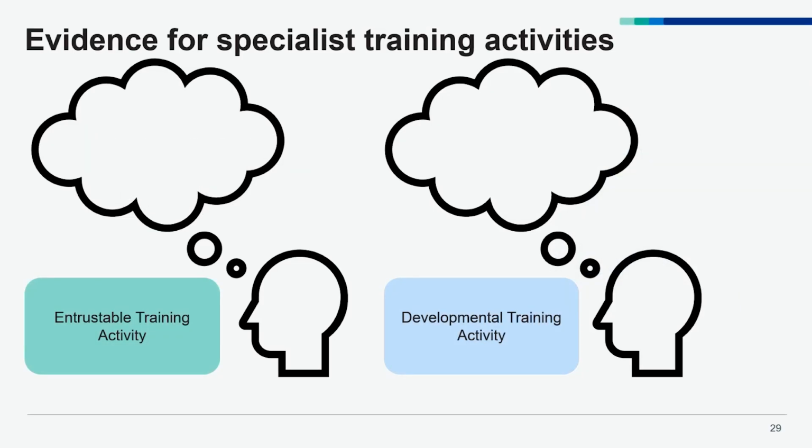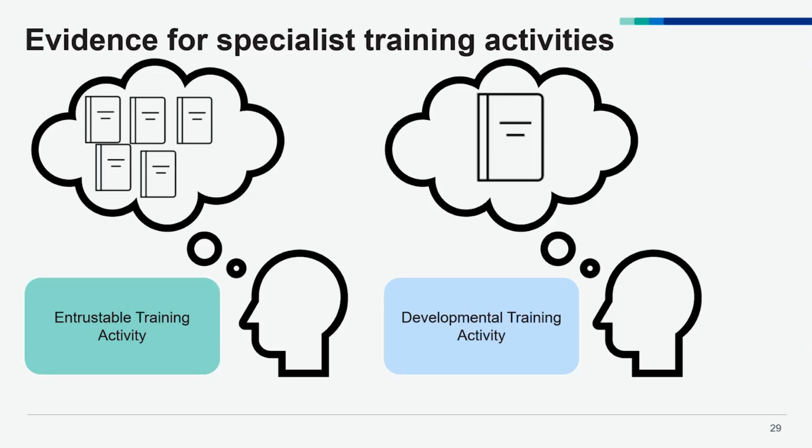So here's my dodgy diagram again, but this is to illustrate. You've got your evidence that they've undertaken the activity. For the DTA, that might be one or two pieces of evidence that show they actually undertook it, whereas with the entrustable, there might be multiple pieces of evidence that they're showing.